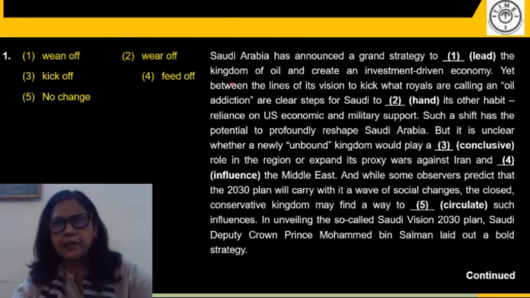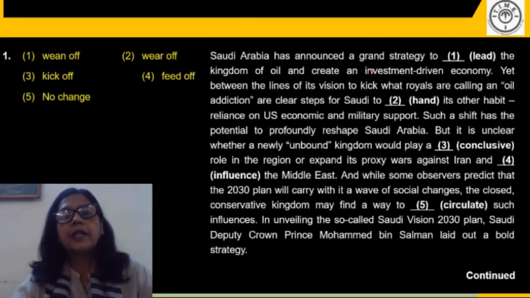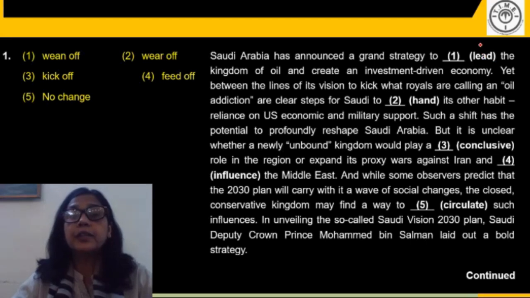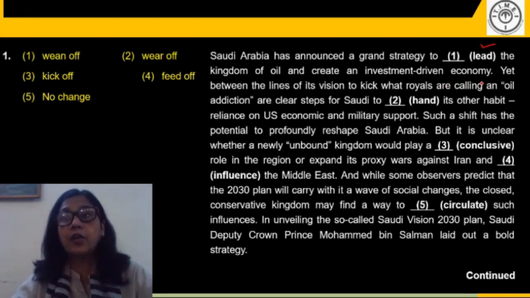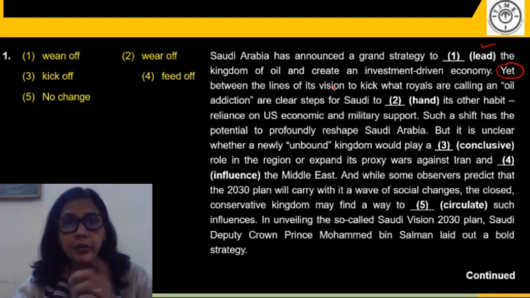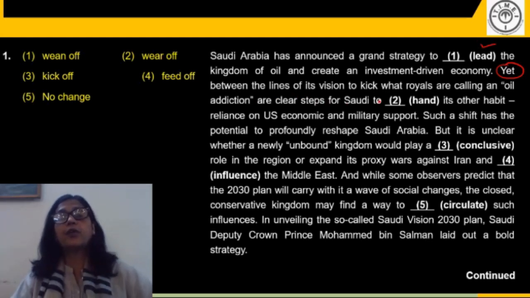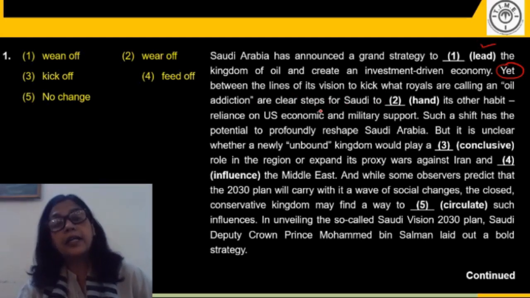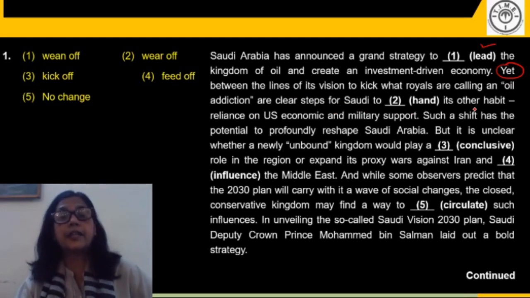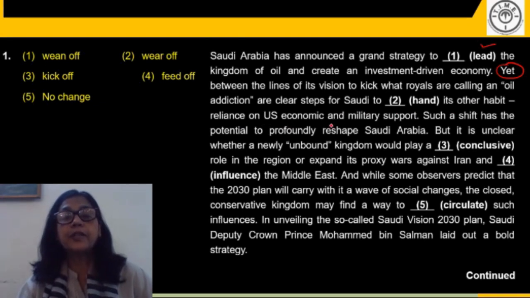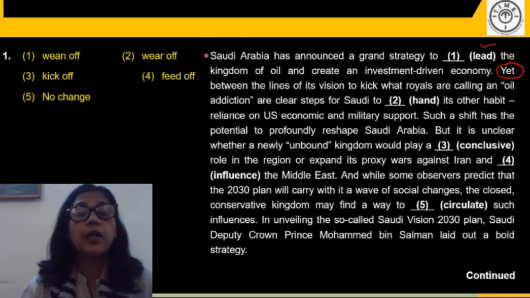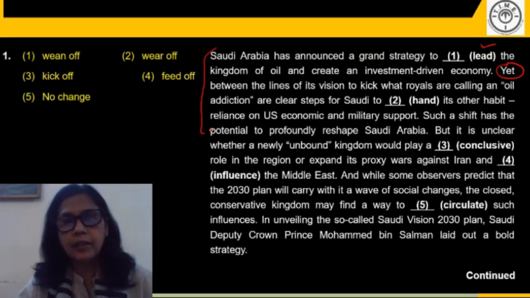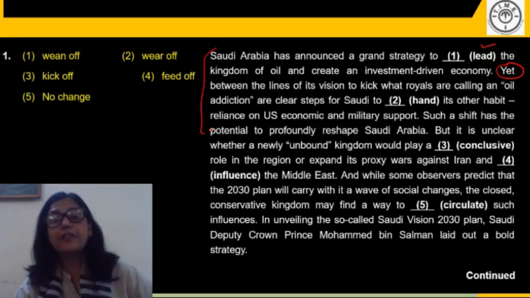So let's see along with the blanks. We'll do that here. Saudi Arabia has announced a grand strategy to lead, to lead the kingdom of oil and create an investment-driven economy. Yet, pay attention to such changes, such turns that are there within the paragraph. Yet between the lines of its vision to kick what royals are calling an oil addiction are clear steps for Saudi to dash its other habit, reliance on US economic and military support. So having read this much, yes, we are in a right position to start filling in.